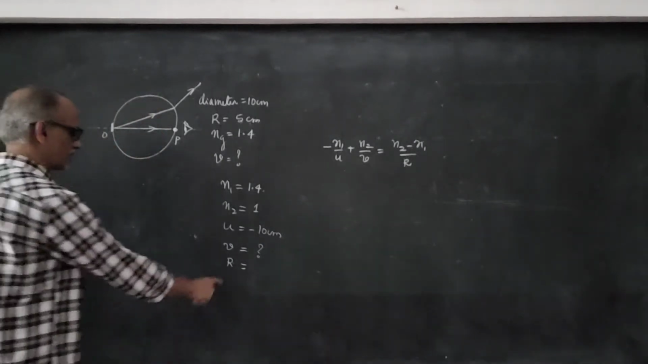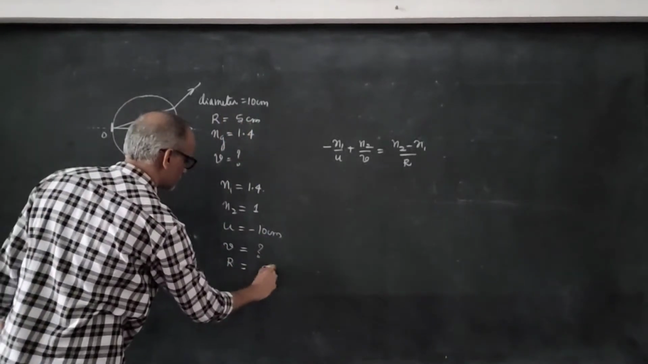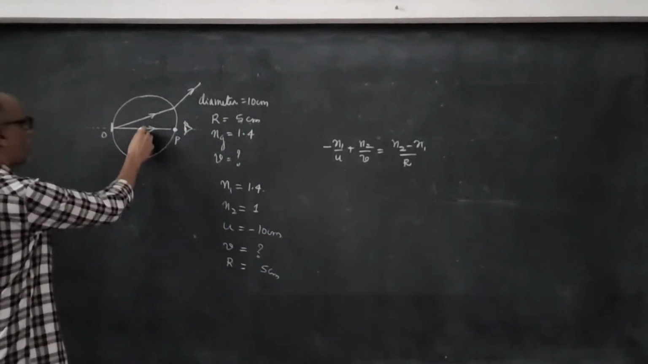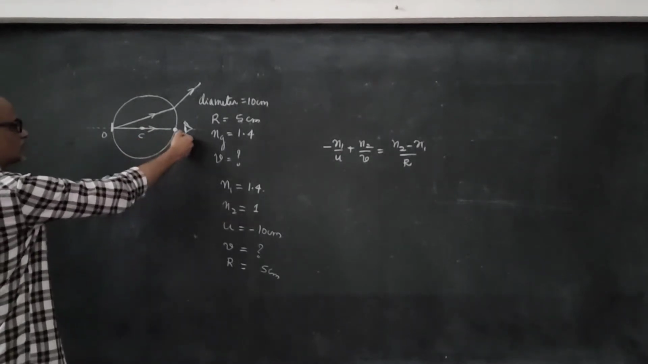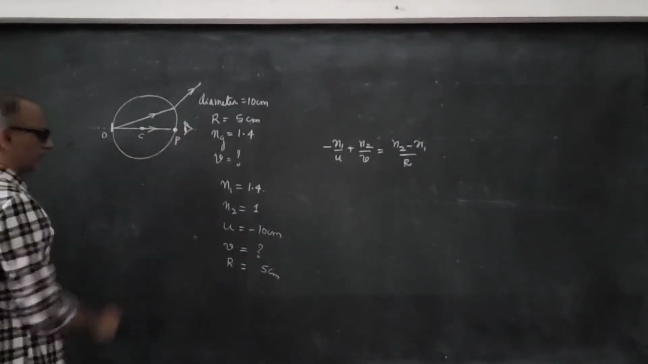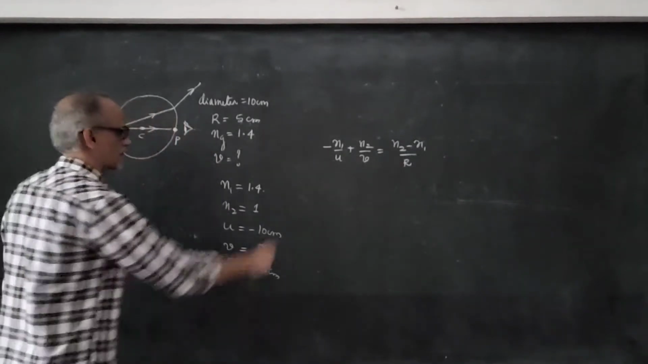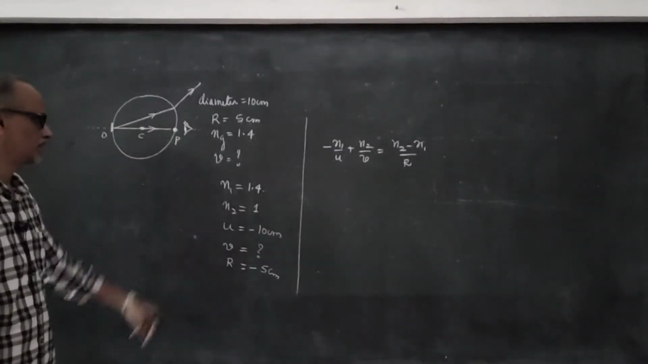So, what is the radius of curvature? The radius of curvature is 5 centimeter. What is the sign for it? See, this is the center of curvature. The radius of curvature is measured from the pole toward the center, which is in a direction opposite to the incident ray. So, again the sign is minus. So, it is a direct substitution problem now once we write all the data.